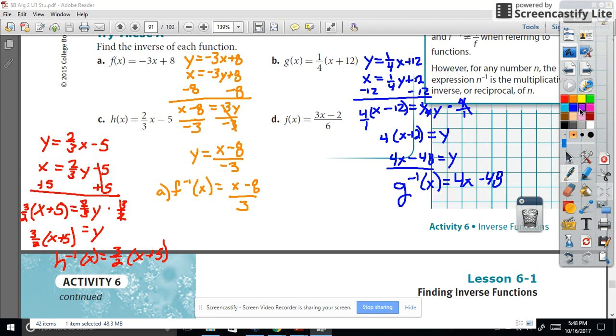Okay. The last one here is j. Rewrite j of x so that it says y equals 3x minus 2 divided by 6. Switch the x and y. Make it be x equals 3y minus 2 divided by 6. Now undo everything that's happening to y. We're saying 3 times y first, then we're subtracting 2, then we're dividing by 6. So that's the last thing that we did, so that's the first thing we're going to undo.